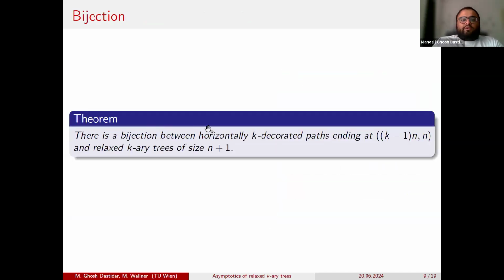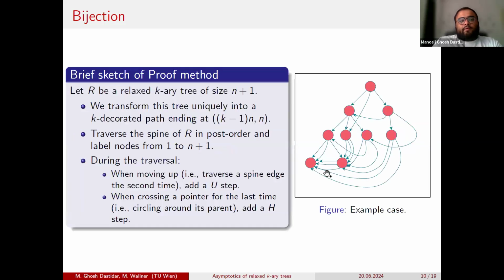So this is how the theorem works. There is a bijection between horizontally k-decorated paths ending at (k-1)n and relaxed k-ary trees of size n plus 1. Here I'm going to briefly sketch the proof, without too many details, of how to get this bijection.